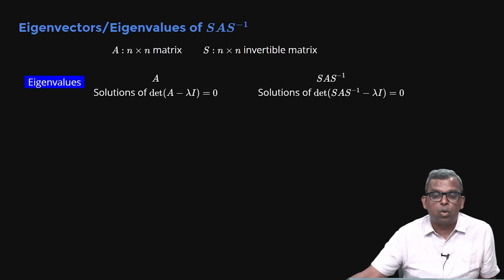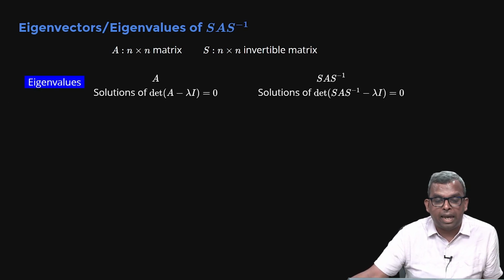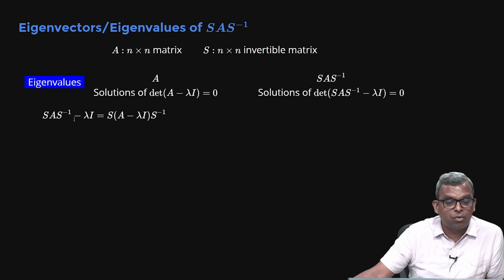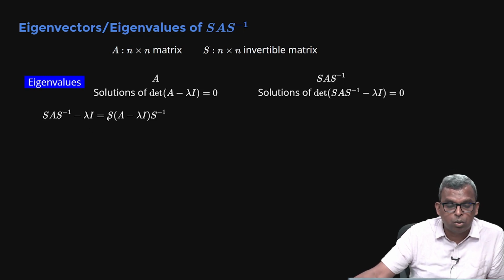Let's look at the eigenvalues of A and compare them with the eigenvalues of S A S inverse. Eigenvalues of A come from solving determinant of A minus lambda I equals 0. For S A S inverse, we solve determinant of S A S inverse minus lambda I equals 0. But notice what happens here. S A S inverse minus lambda I is exactly the same as S times (A minus lambda I) times S inverse. If you multiply this through, S S inverse becomes I.